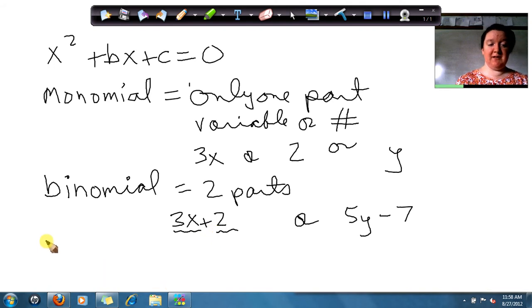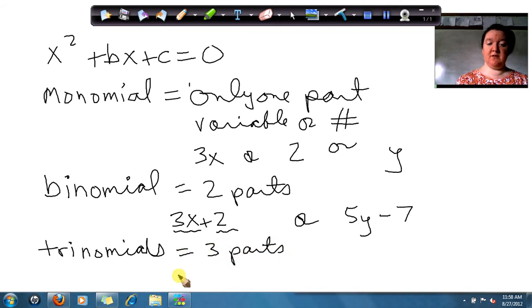Well, today we're going to be dealing with trinomials. And these are things that have three parts. So an example would be x squared plus 3x plus 2. And that is a trinomial because it has one part, two parts, and then three parts. Let's look at some more big ideas for today.